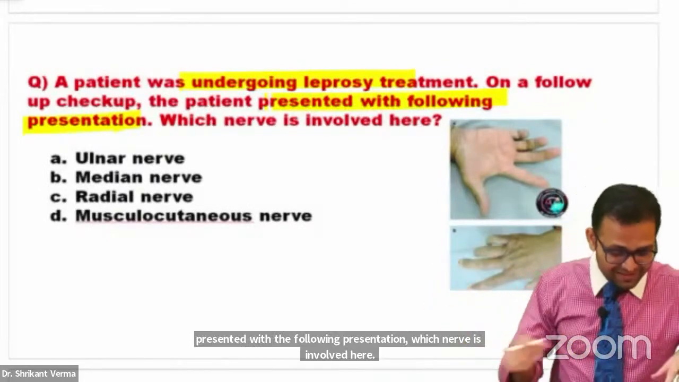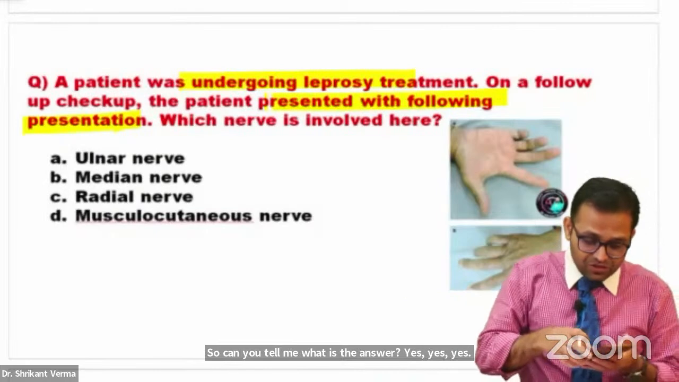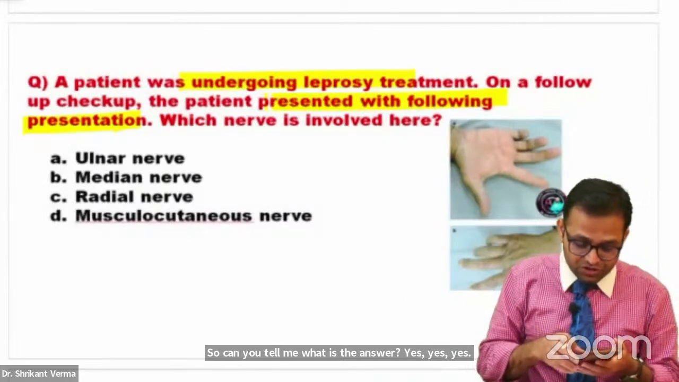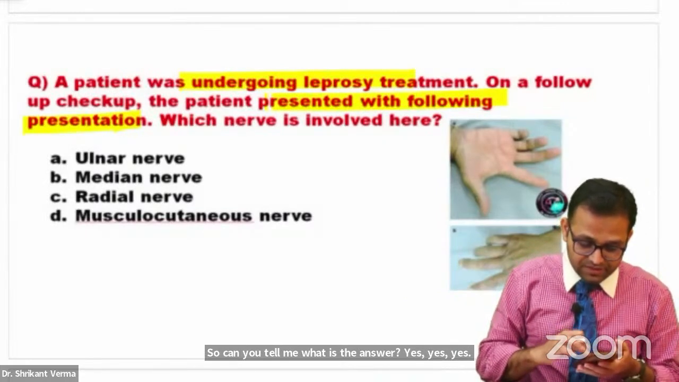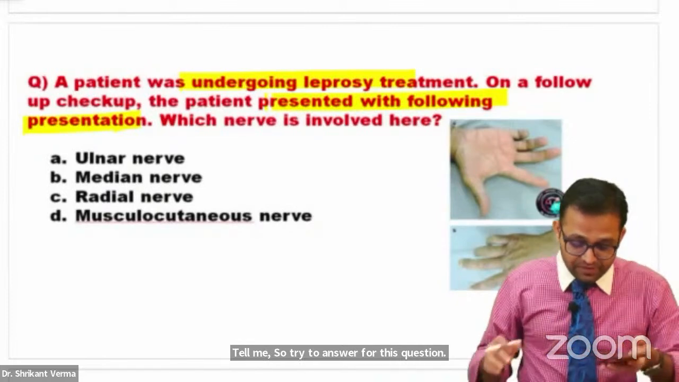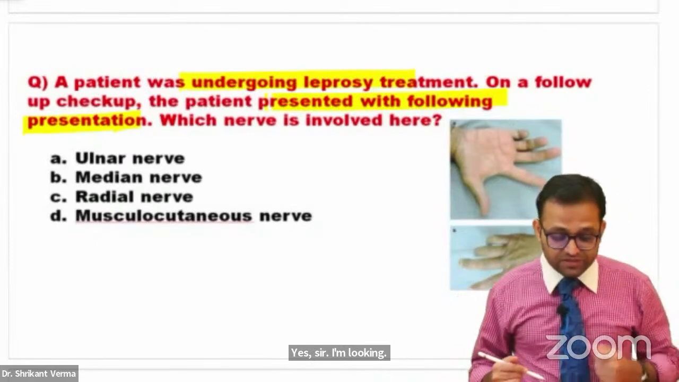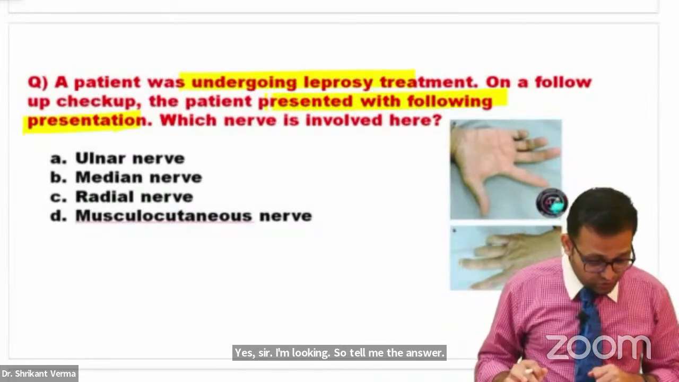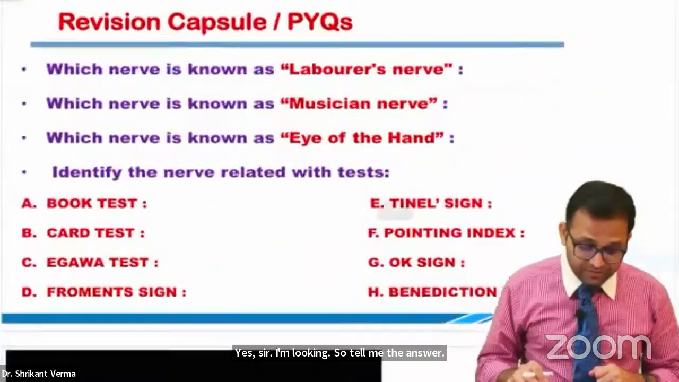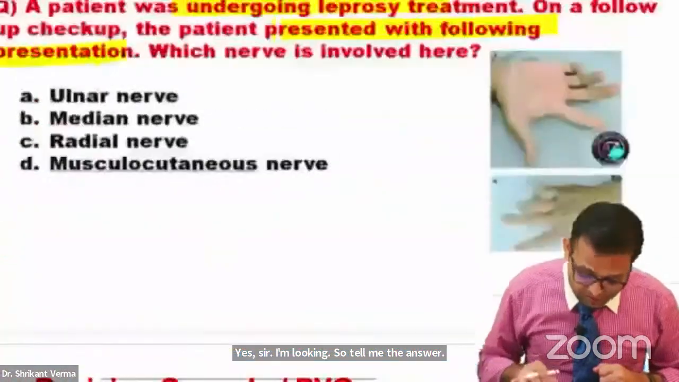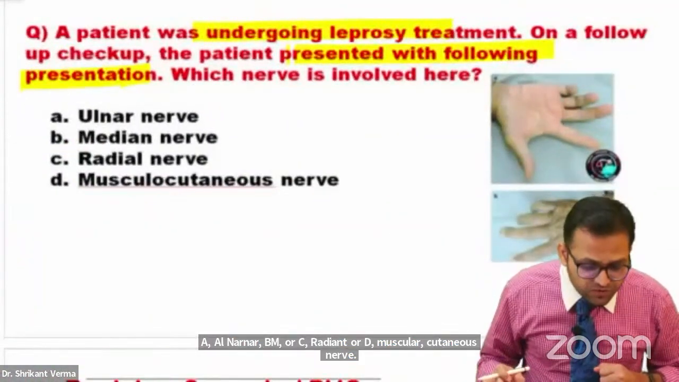Tell me the answer. So try to answer this question. A, ulnar nerve. B, median nerve. C, radial nerve. Or D, musculocutaneous nerve. So tell me the answer. Very good. So here is the answer. What is your answer?